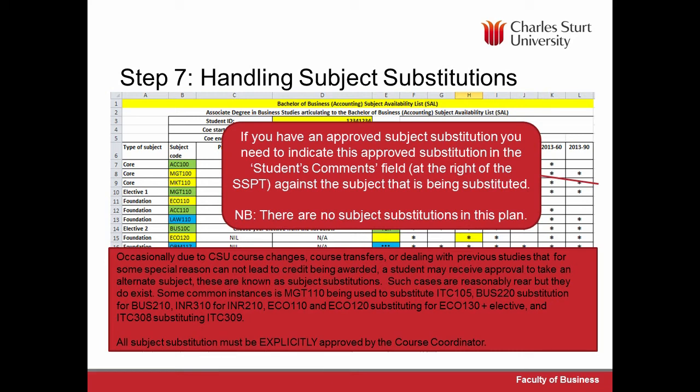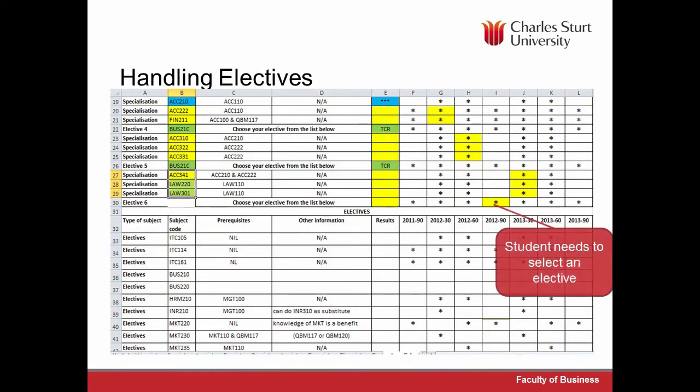Now there are some standard subject substitutions. MGT 110 replacing ITC 105 in a Bachelor of Business Management. There are some other standard ones. I've listed a couple here of ones that are important. Each one of these, though, must be approved by your course coordinator. And if you do have an approved subject substitution, you need to note that on your plan, that it has been agreed and it is available, and you'll be taking a different subject than listed. So you can read through some of that information as well. That's just a caveat as you go through doing your planning.